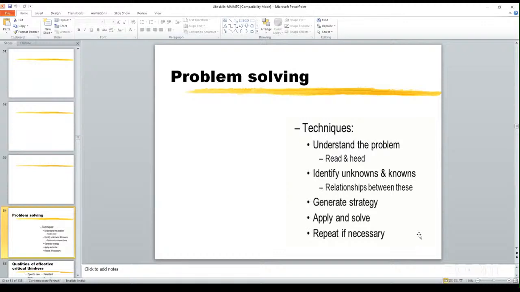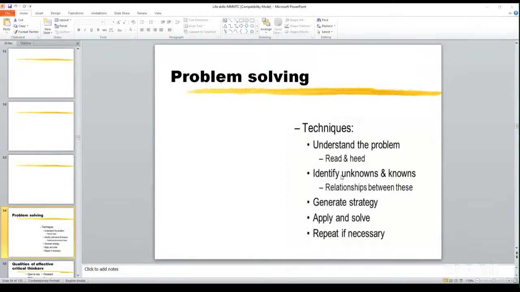Many times we jump into the problem without even understanding it. That could be the problem of it. So the technique is, first understand the problem, then visualize it. We call it read and heed. Then what we know about the problem and what we don't know about the problem, and the relationship between those knowns and unknowns can matter a lot.